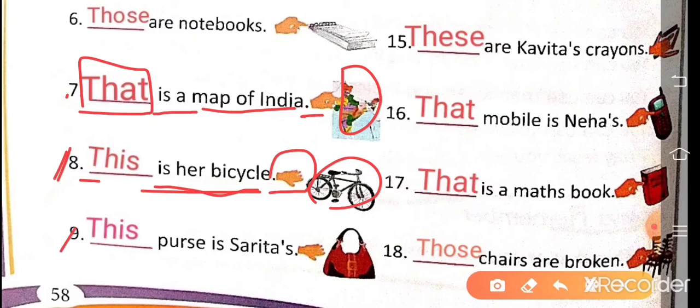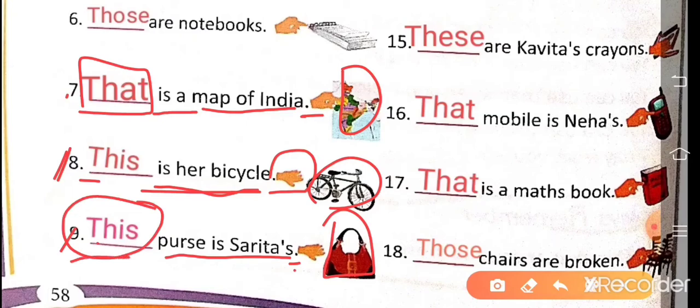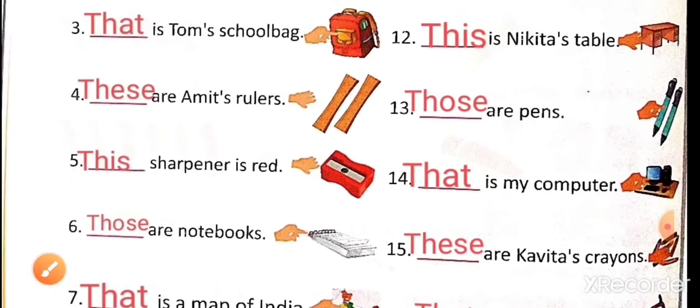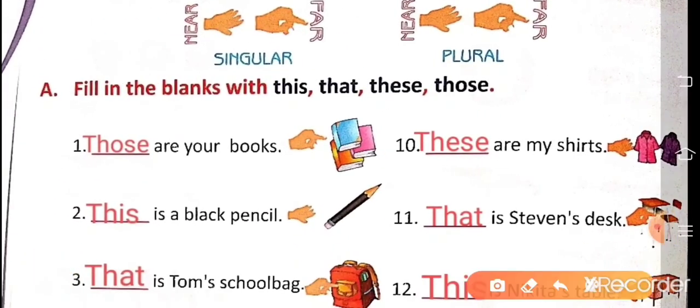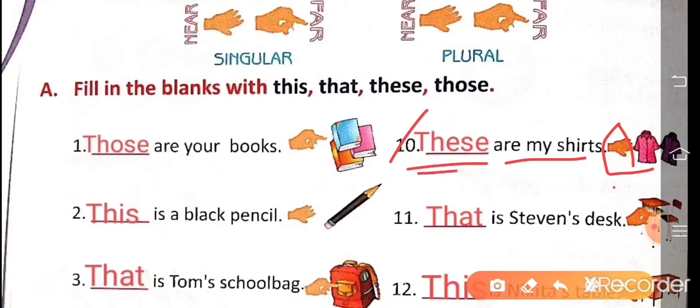Number 9, dash purse is Sarita's. So this hand indicates for near. So for near we use this. This purse is Sarita's. Now number 10, dash are my shirts. This hand indicates for near. So for near we use these. These are my shirts.